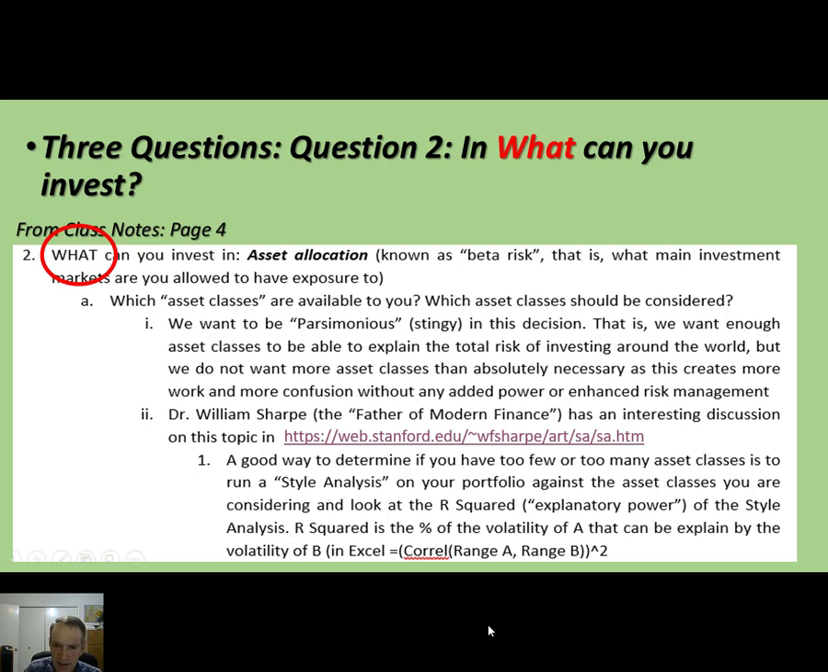So what is a style analysis? What you're doing is you're trying to understand the risk that's in your portfolio by matching it against multiple asset classes. And what you're trying to do is get the highest R squared you can. That way you can see that your asset classes are explaining the risk. The higher your R squared, the more these asset classes are explaining the risk of your portfolio. So R squared is the percentage of the volatility of A, which might be your portfolio, that can explain the volatility of B. B might be a portfolio made up of a collection of assets of your asset classes. And here's the formula in Excel how to actually do it. So I want to go to this article from William Sharpe and show it to you.